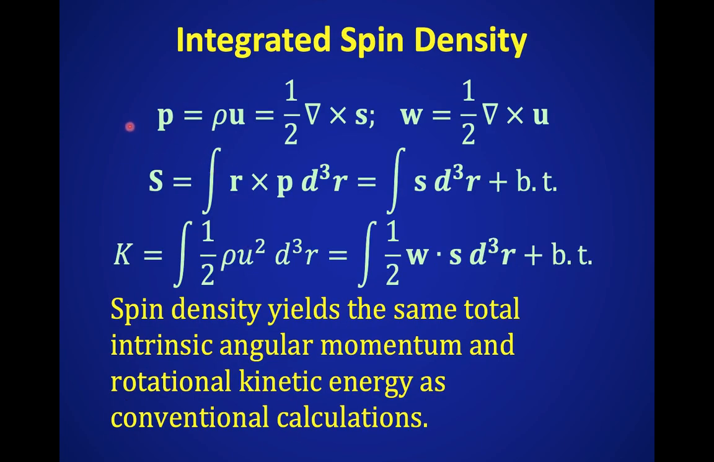If we look at integrals, usually if we want to calculate total angular momentum, we would calculate r cross p and then integrate. But if we substitute this expression for p into the integral and do some integration by parts, we would find that that integral is the same as just integrating the spin density directly, plus some boundary terms, maybe at infinity, that we can just assume to be 0.